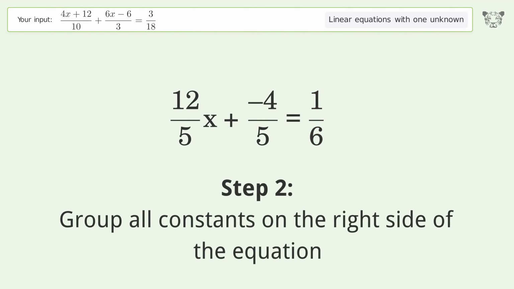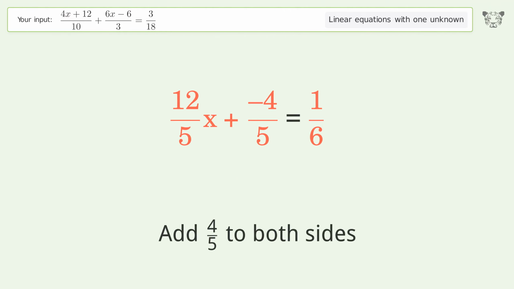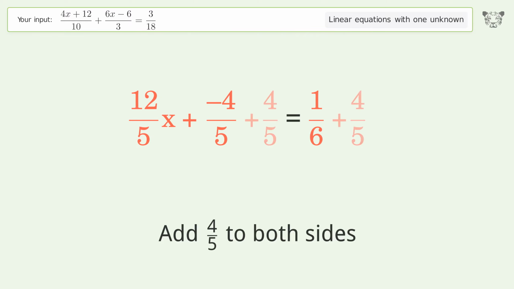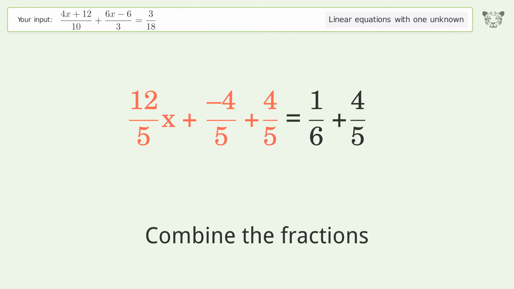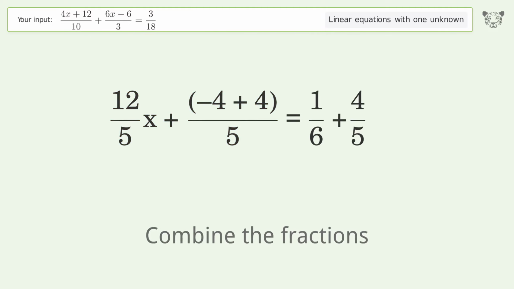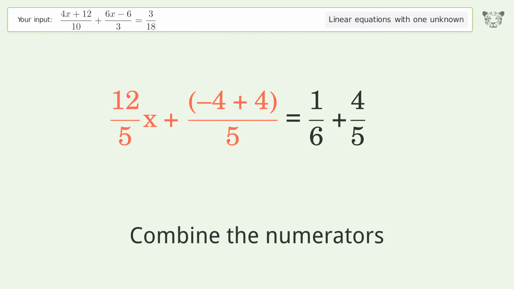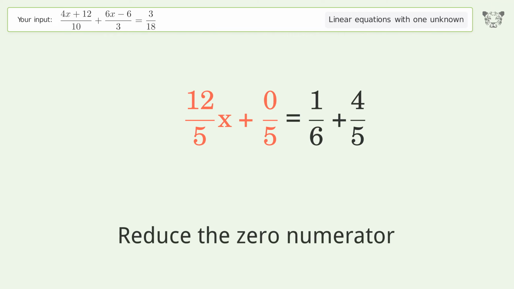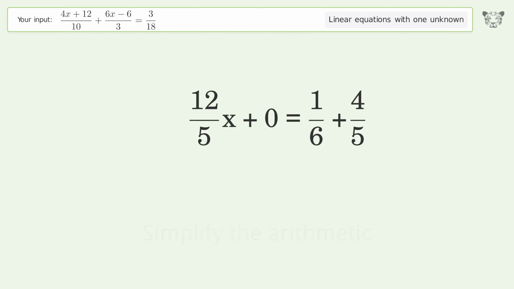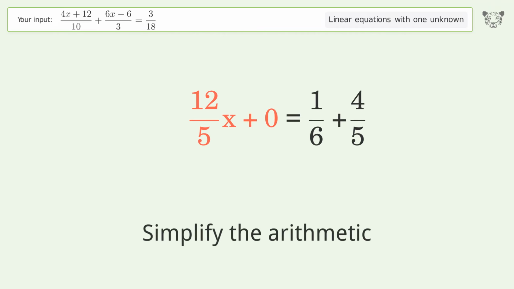Group all constants on the right side of the equation. Add 4/5 to both sides. Combine the fractions. Combine the numerators. Reduce the zero numerator. Simplify the arithmetic.